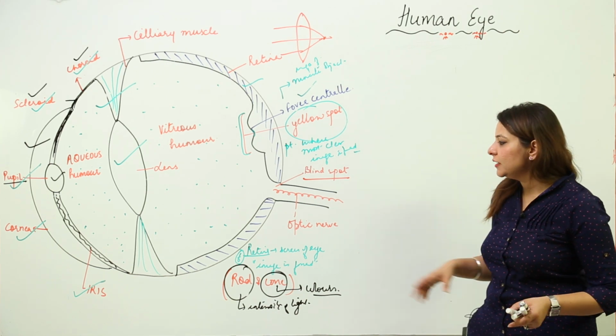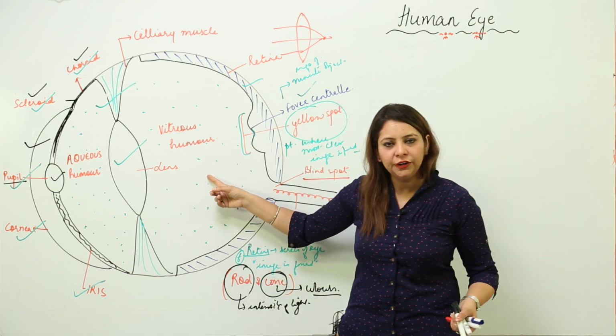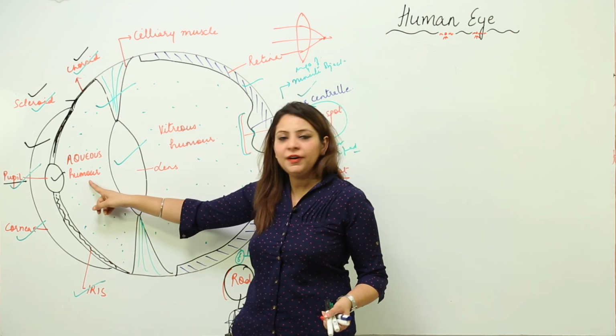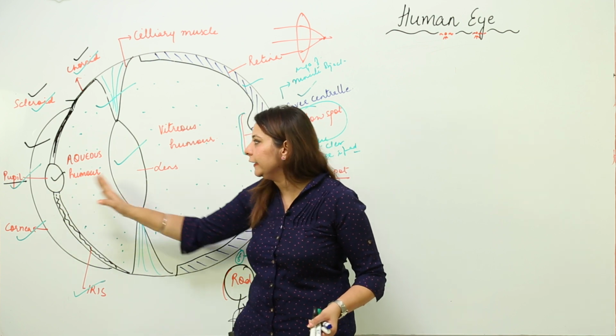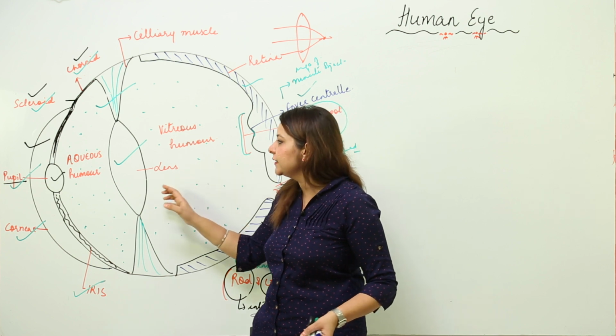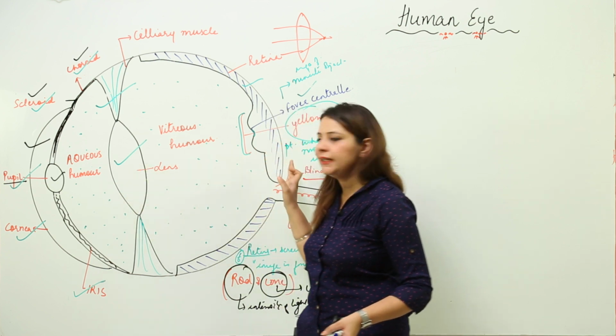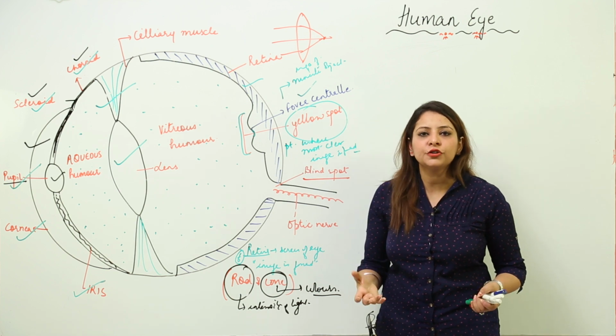One more thing we missed in this human eye. See, there is an aqueous humor and a vitreous humor. As you can see, the aqueous humor is a fluid which is present between the cornea and the lens, and the vitreous humor is a fluid which is present between the lens and the retina. Both the fluids just help the eye to perform its function properly.